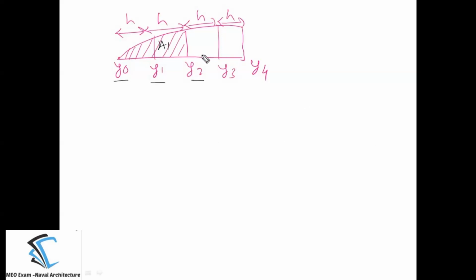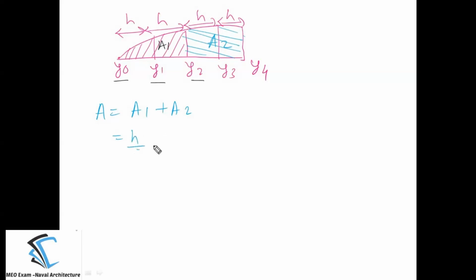After that y2, y3, y4 combine, then you have a second area. So there are two areas A1 and A2. Each area contains 3 ordinates. So the minimum requirement for using the trapezoidal rule is satisfied. So what I will do now, total area is equal to A1 plus A2. So what is A1 now?